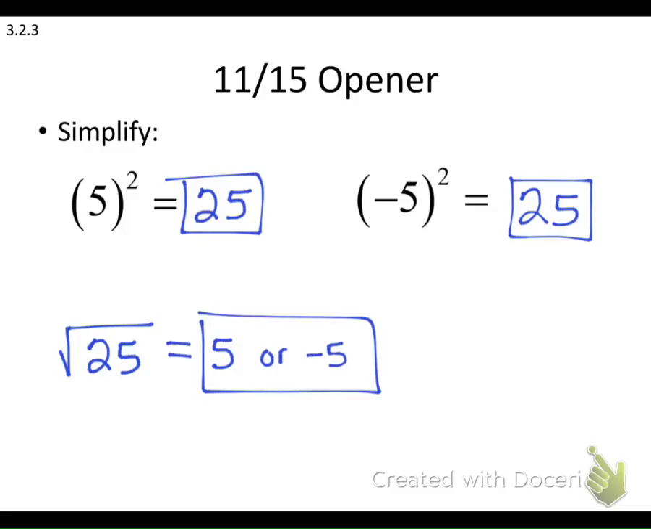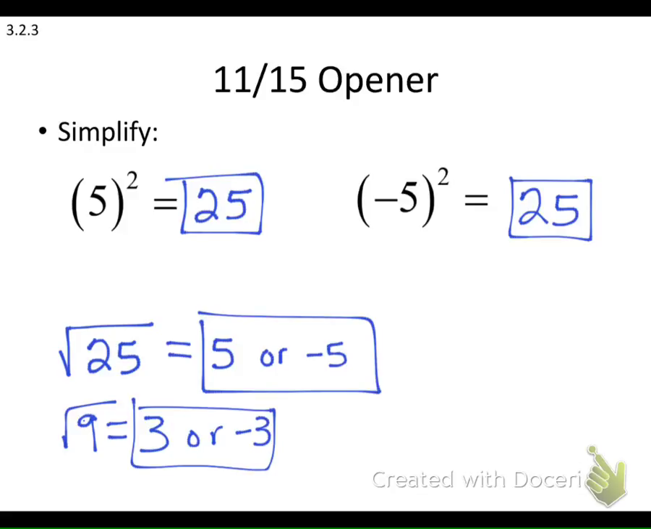So if I say, what's the square root of 9? Good. The square root of 9 is 3, because 3 times 3 is 9, or it could be what? Negative 3. So you could actually end up with two answers. Again, I'm only going to hold you guys responsible for one answer, though.